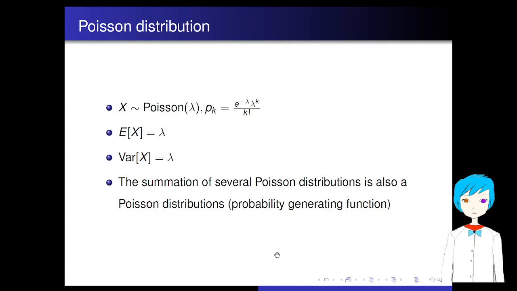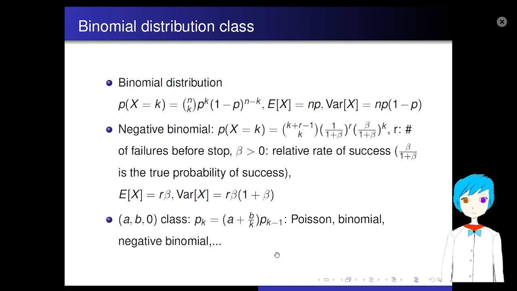Furthermore, the summation of several independent Poisson distributions is also a Poisson distribution. We prove this by using the probability generating function. Notice that here the condition is that the several distributions are independent of each other.